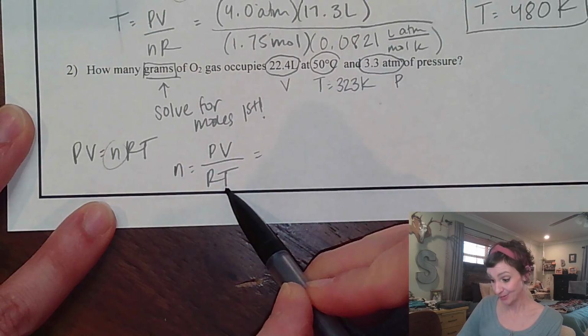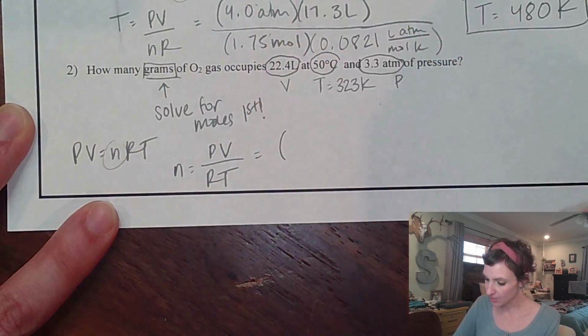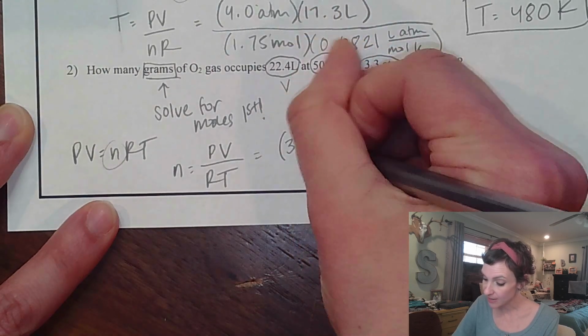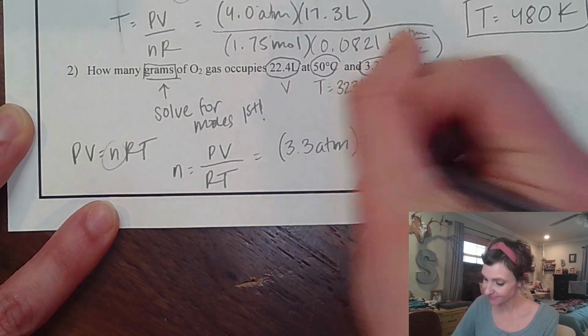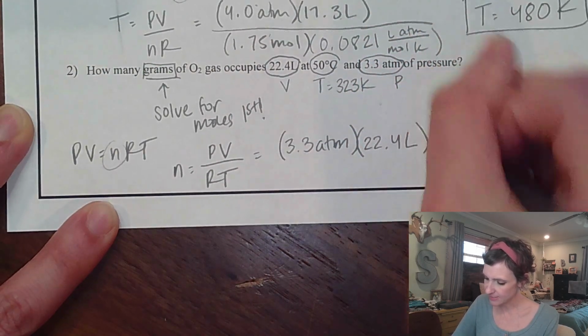We're good. Temperature, is it now in Kelvin? It is. We are good. So we are good to go. My pressure was 3.3 atmospheres. My volume is 22.4 liters.